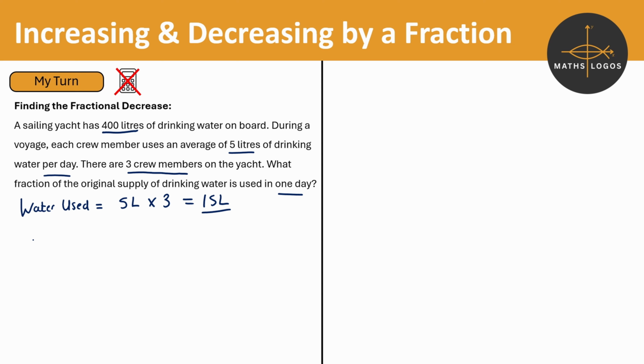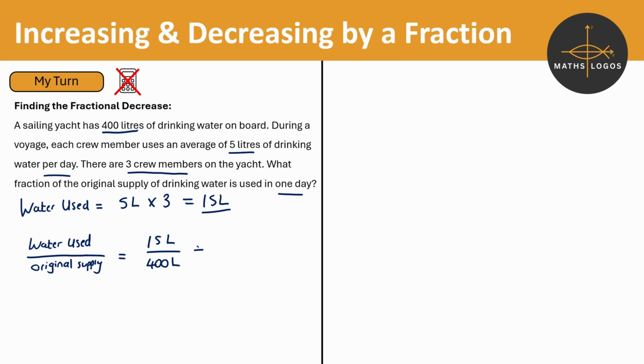Let's write that fraction in words just to help us understand it. So the question asks what fraction of the original supply is used in one day. That's going to be equal to this fraction, the water used over the original supply. We know the water used is 15 litres. And we know the original supply contained 400 litres. That's 15 out of 400.